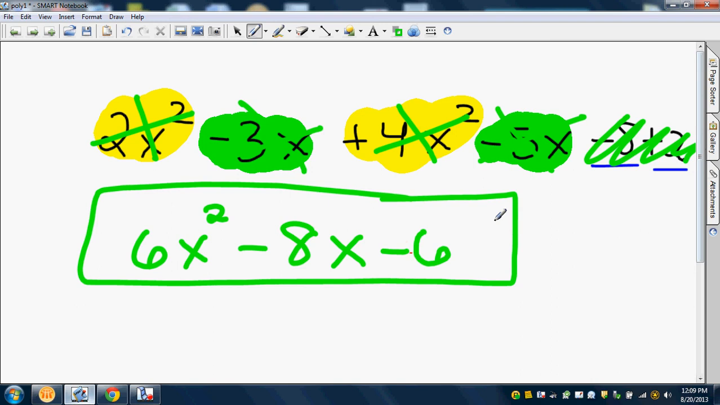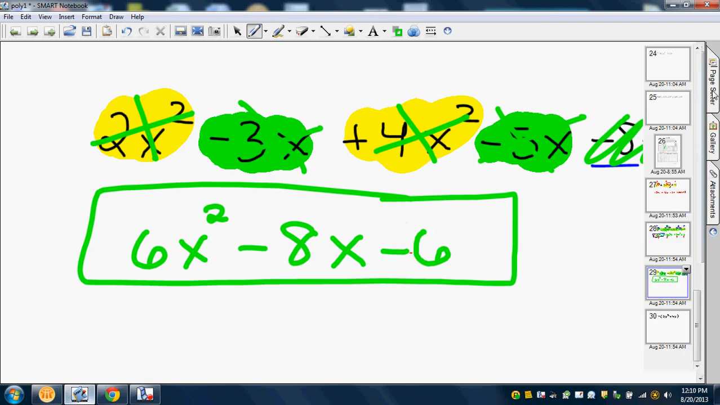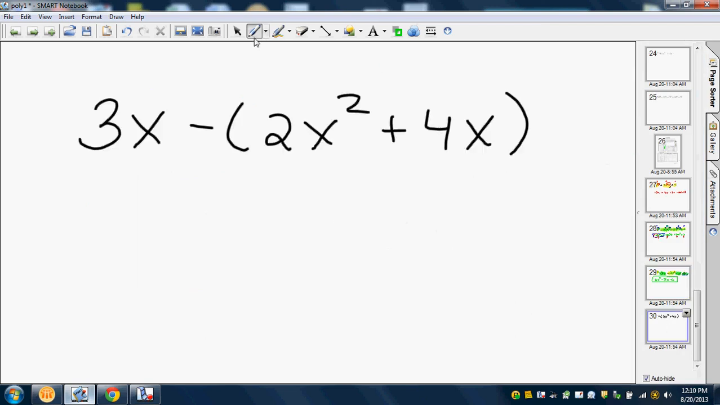So this is in correct standard form. It has 3 terms. So it is a trinomial. It goes to the power of 2, so it's a quadratic. The leading term is 6x squared. The leading coefficient is 6. This term right here has a coefficient of negative 8, and this is a constant of negative 6. So those are just some of the key terms to point out in that problem.